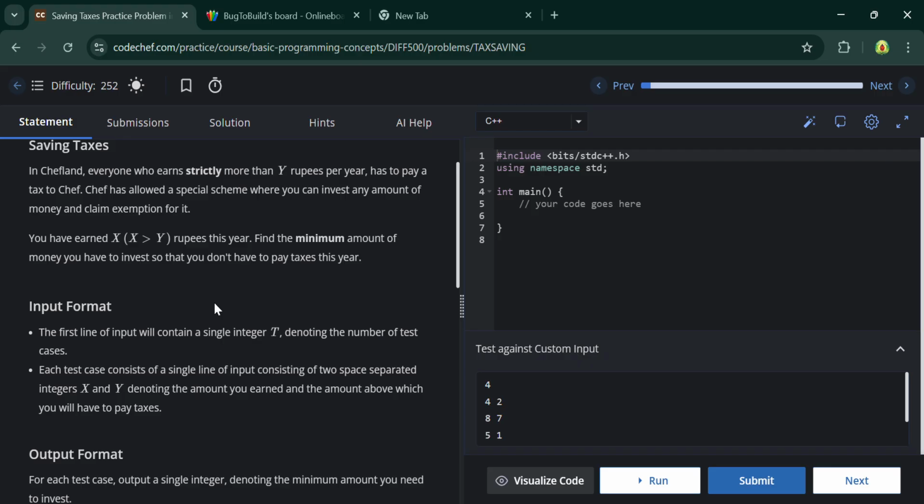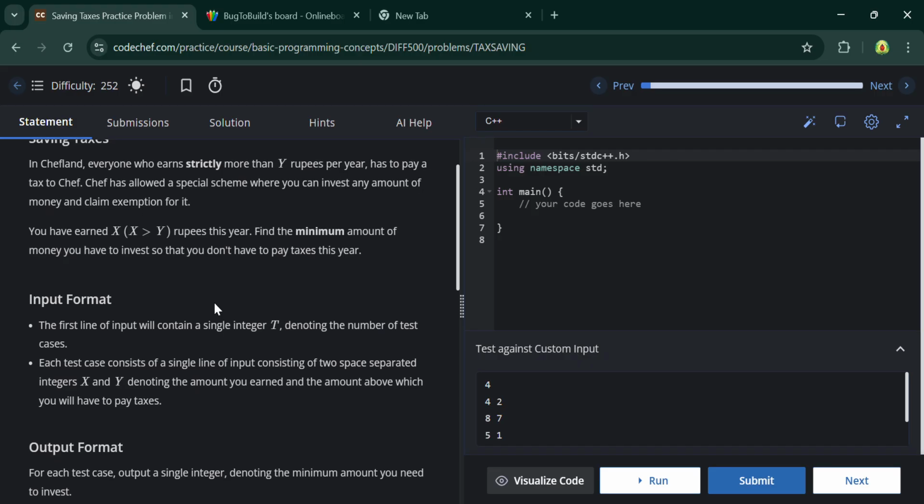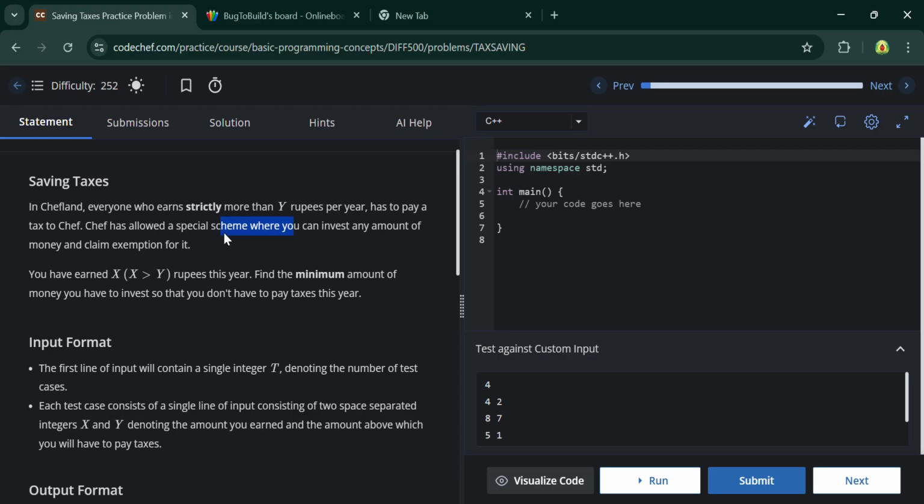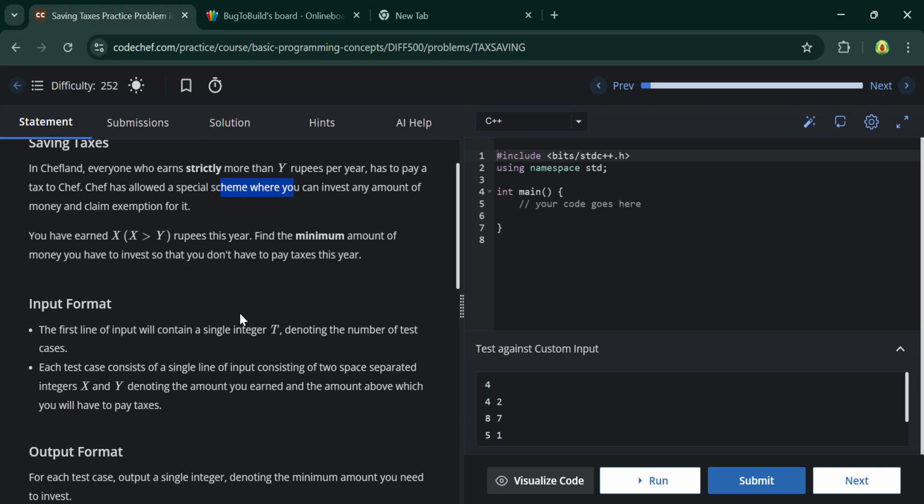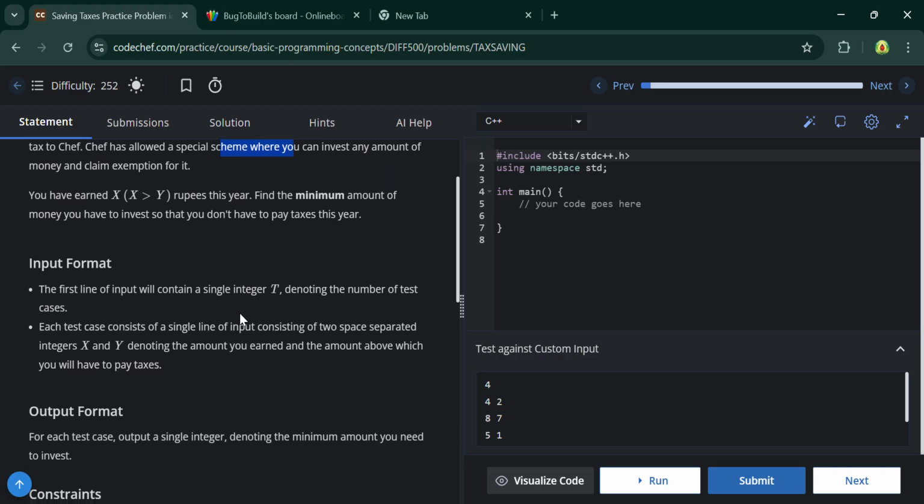Chef has allotted a special scheme where you can invest any amount of money and claim exemption for it. Meaning you don't have to pay the taxes; instead of this, you can save it in a bank. If you earn X, and X is greater than Y in this year, then find the minimum amount of money that you have to invest so that you do not have to pay the taxes.